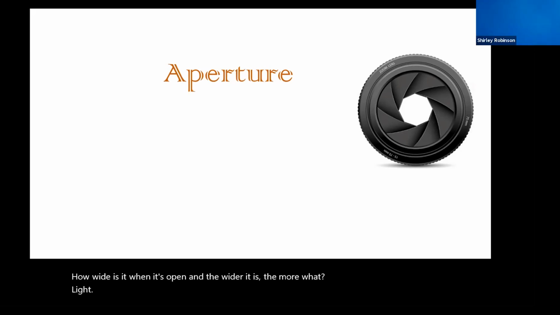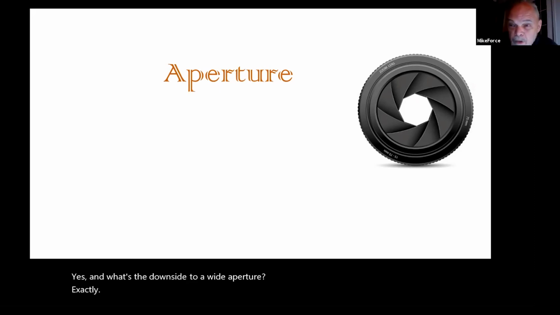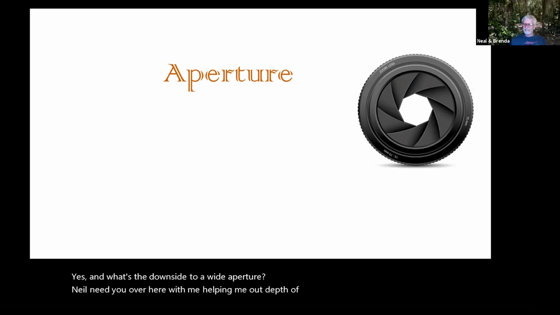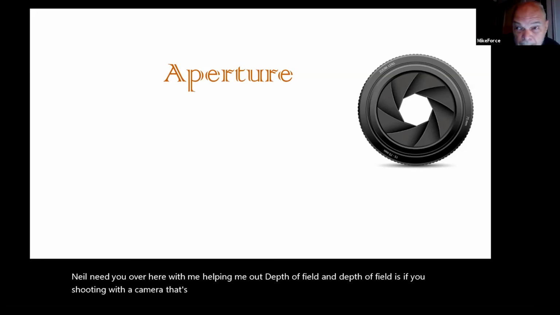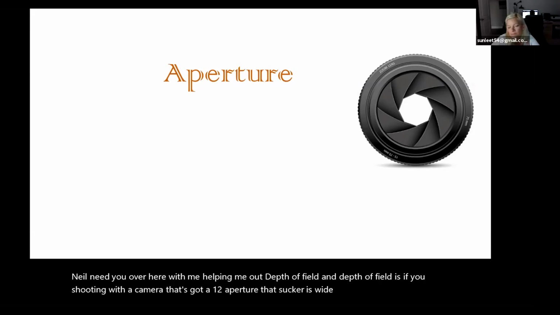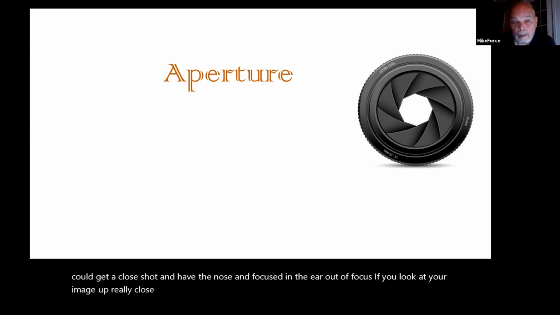What's the downside to a wide aperture? Shallow depth of field. Exactly. Depth of field. If you're shooting with a camera that's got a 1.2 aperture, that sucker is wide open. Sometimes you could get a close shot and have the nose in focus and the ear out of focus if you look at your image up really close. So depending on what aperture your lens has, it's important.